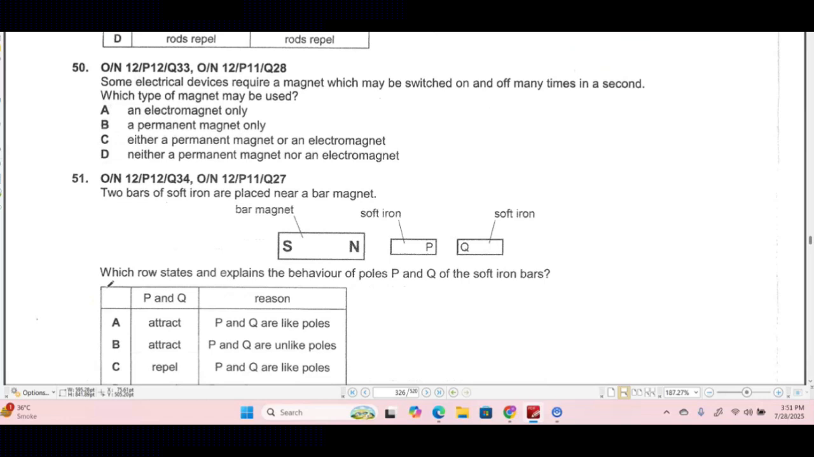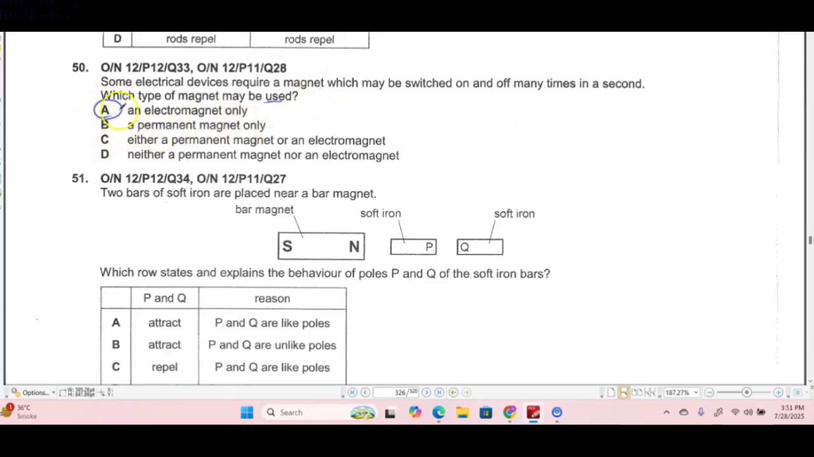Question number 50. Some electrical devices require a magnet which may be switched on and off many times in a second. Which type of magnet can be used? Obviously, it won't be a permanent magnet, it's going to be a temporary magnet. So it's going to be an electromagnet only.